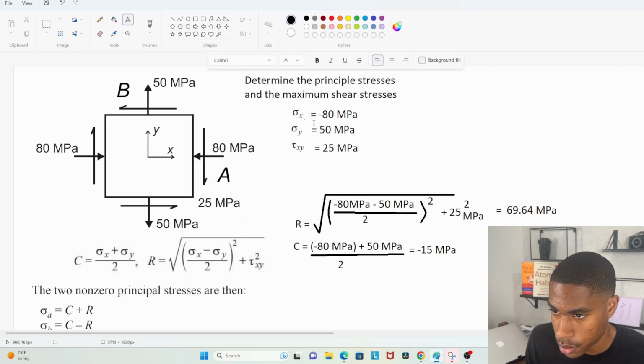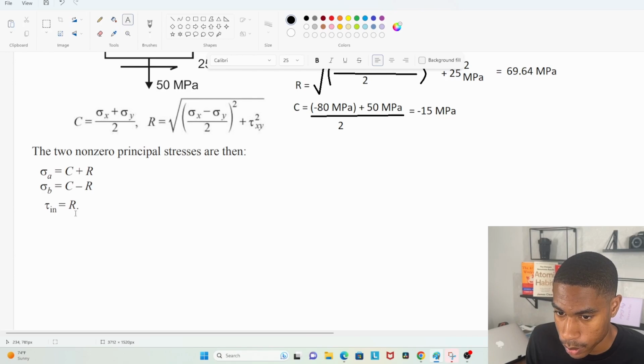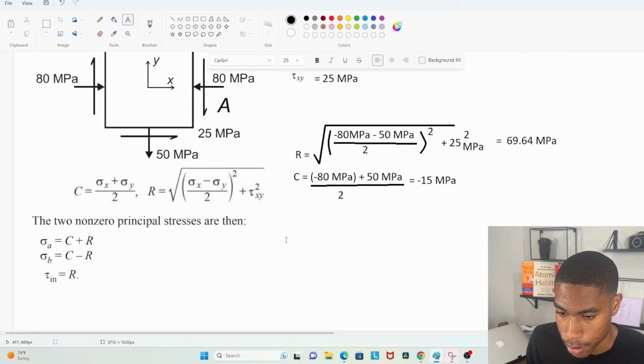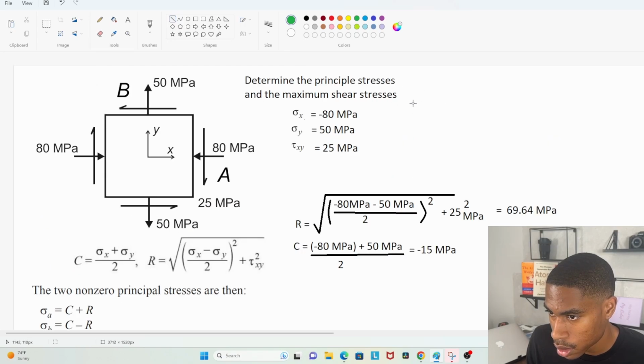So now we know our maximum shear stress. How do we know that? Well, we have R, and if you remember, R is equal to your maximum shear stress. So that's going to be 69.64. So we now know that that is good to go. So we have this, just put a little check there.